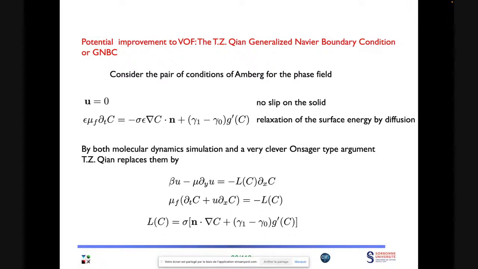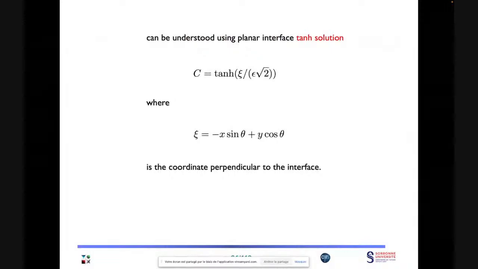The phase field also allows us to derive a new regularization, the Tizikian GNBC. This looks like the Amberg conditions, but Tizikian replaces them by these conditions here. Especially, you now have a coupling: instead of no slip, you have a coupling of the velocity and the L of C term, which is the right-hand side of this. The L of C term is called the uncompensated Young stress. Remember, the Young stress is what fixes the static contact angle.